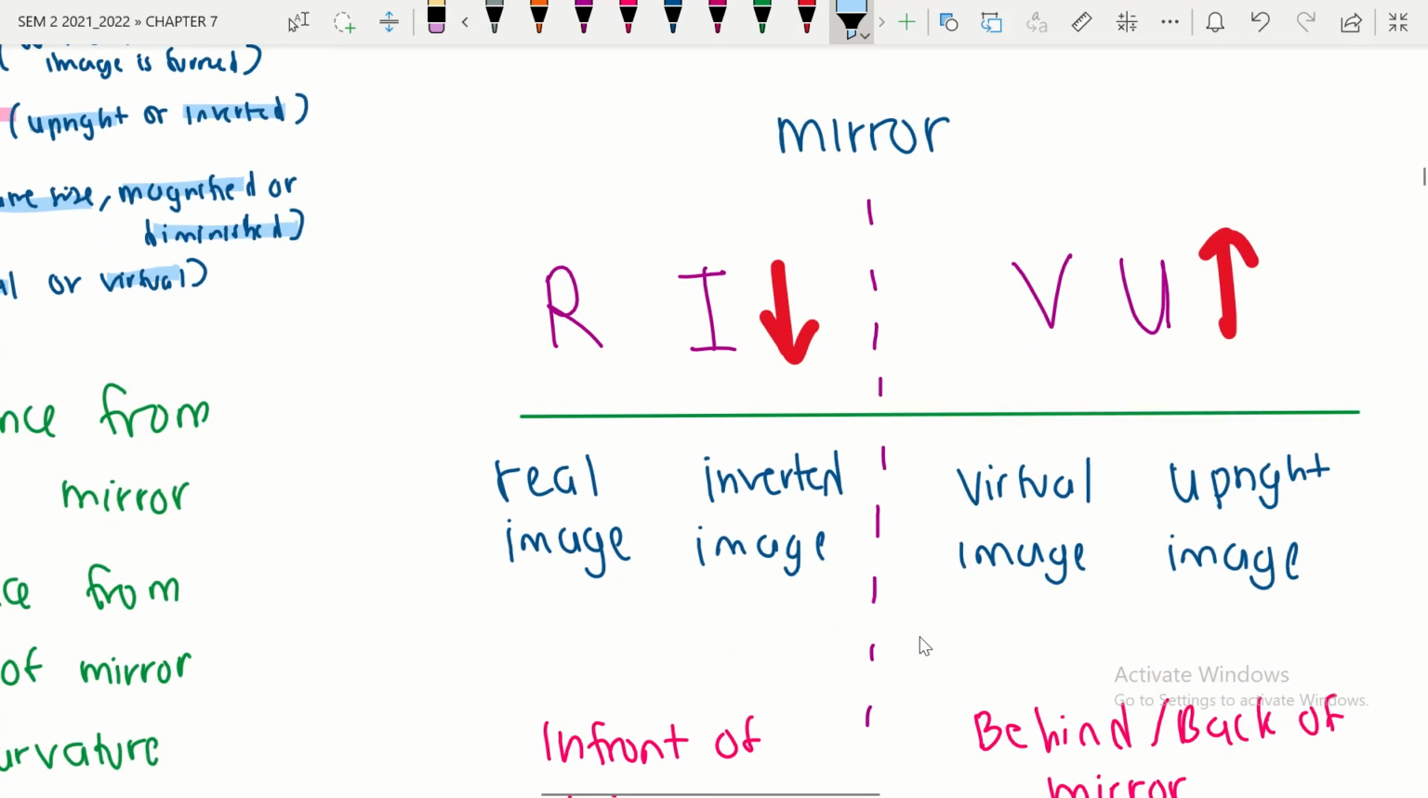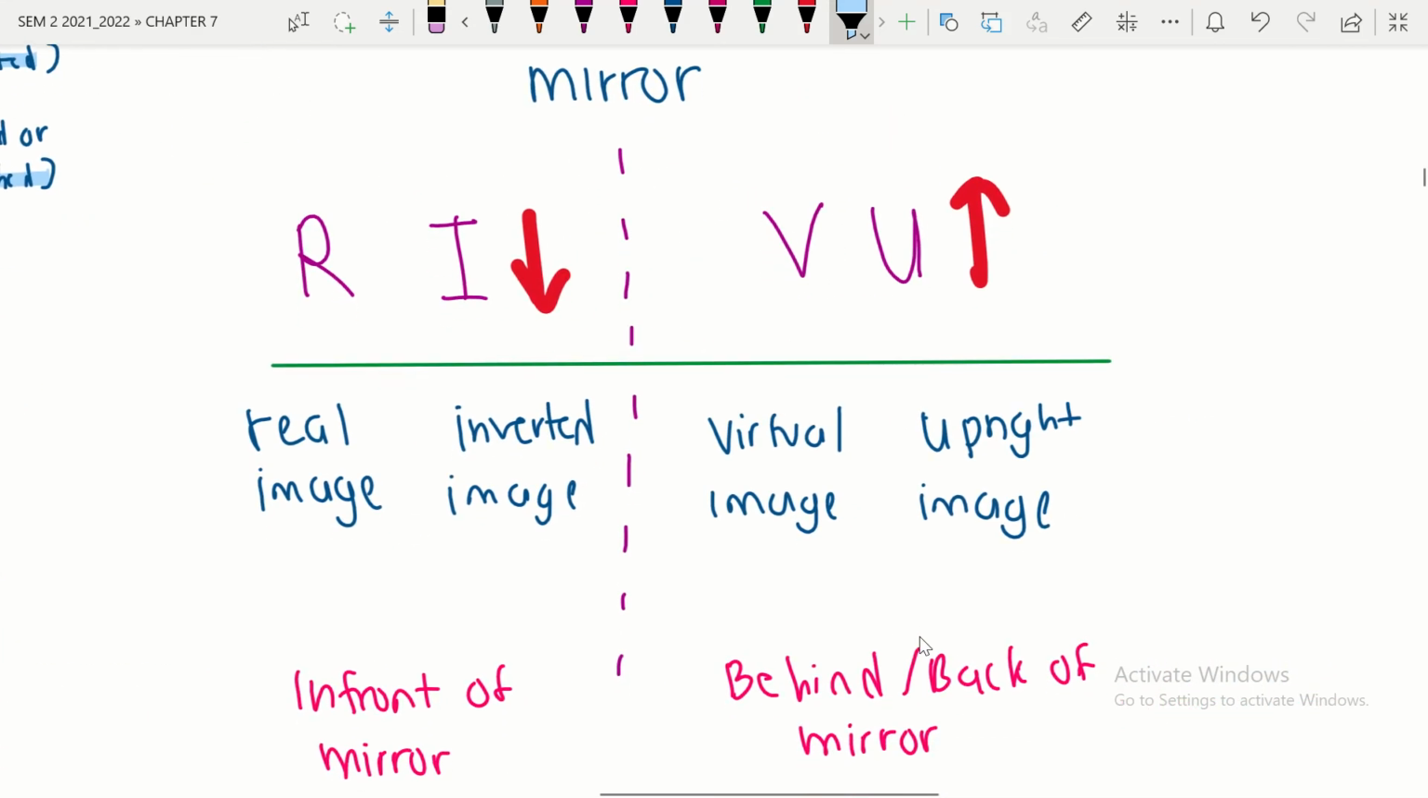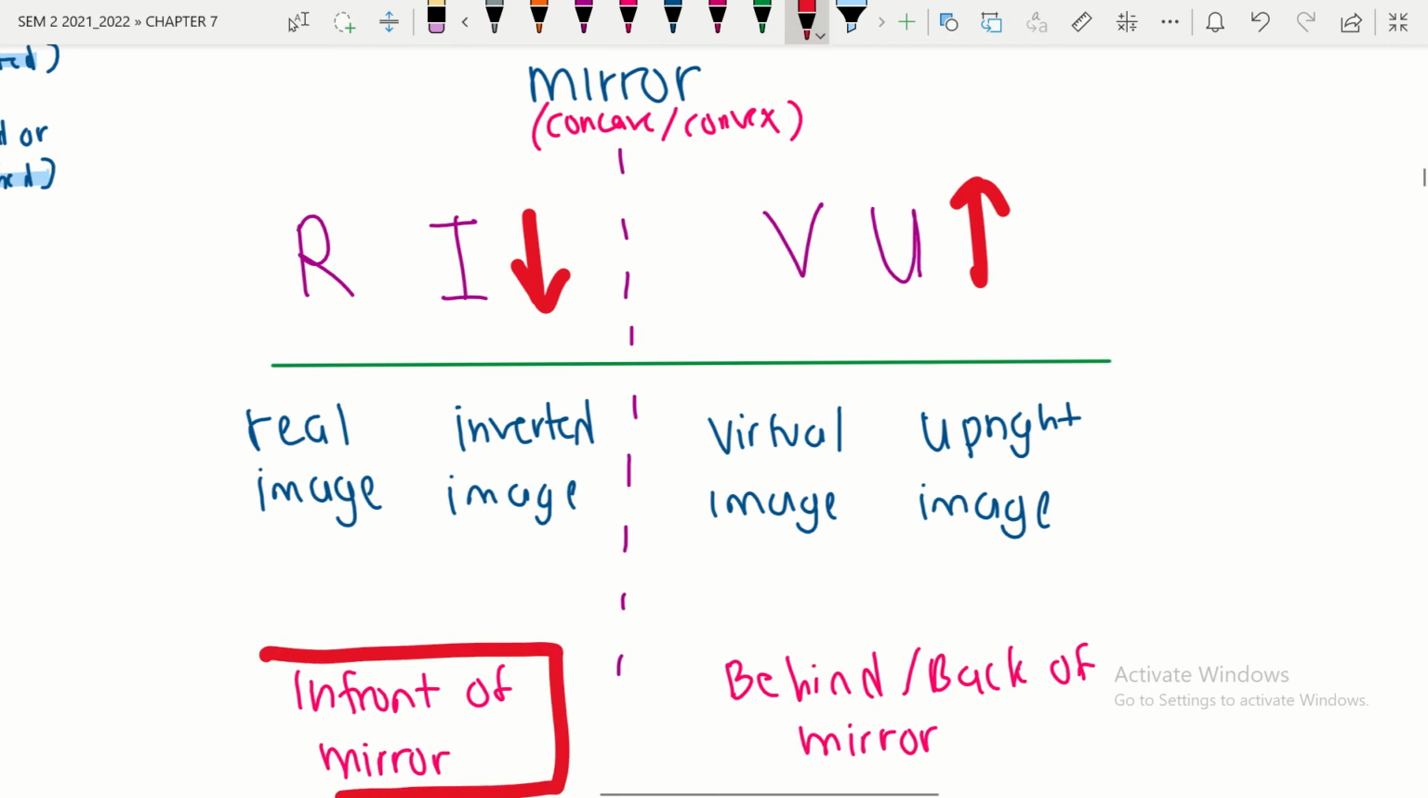Okey, jadi ini adalah satu konsep yang Miss come out with, adalah juga kita guna konsep review. Okey, ini adalah macam untuk korang mudah fahami. So, review. Contohnya, awak ada mirror. Tak kisahlah mirror awak concave ataupun convex. So, kita tahu kalau dia in front of mirror, kalau dia di hadapan mirror, awak akan dapat real image dan juga inverted image.